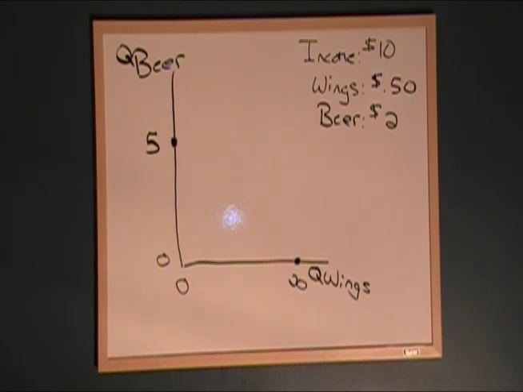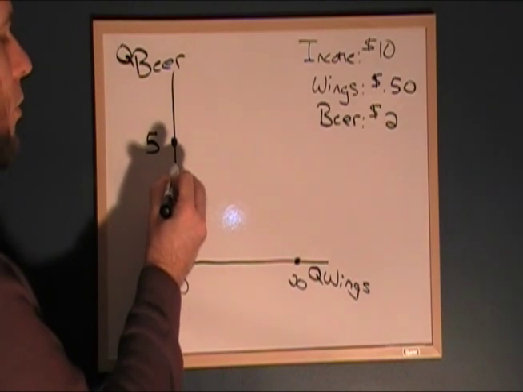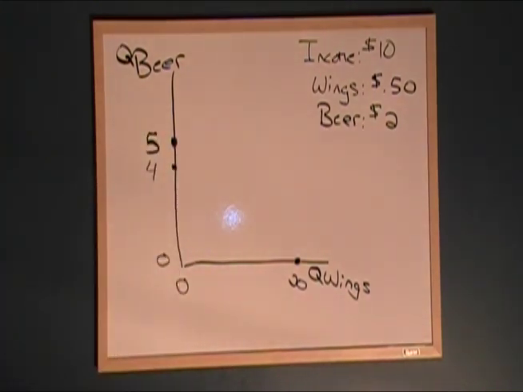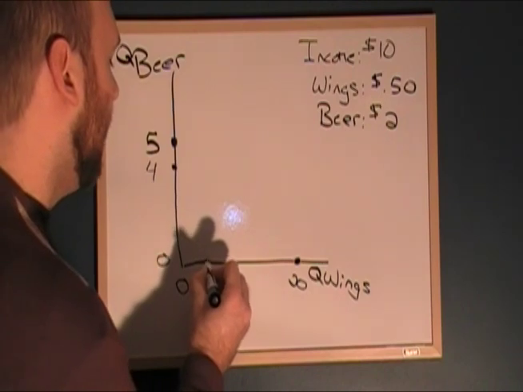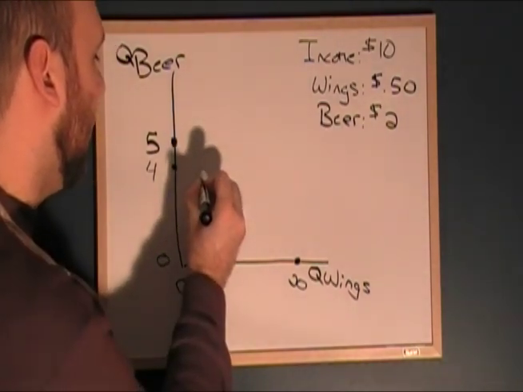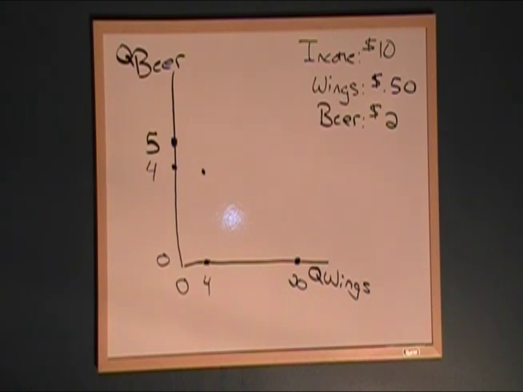Now, this isn't all about choosing one or the other. There are other points that I can choose as well. Let's say, for example, I chose to consume 4 beers. I will have spent 2 times 4, or $8, on beer. I'll have $2 left over in my income with which I can buy chicken wings. So if I go ahead and spend it on chicken wings, I'll be able to purchase 4. So another possible consumption choice for me is 4 beers and 4 chicken wings.